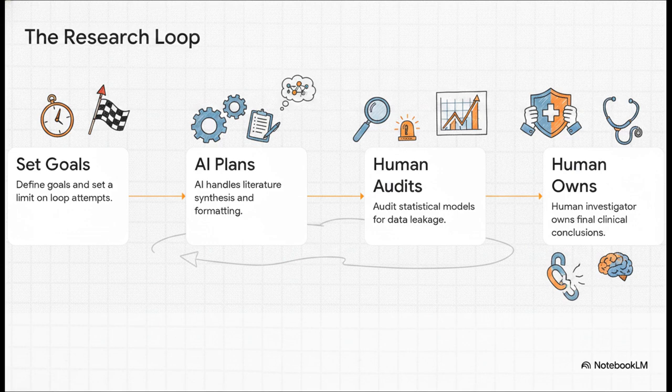For example, if an AI hands you a perfect 1.0 area under the curve score on a clinical regression model, yeah, that's impossible. That indicates severe clinical data leakage or overfitting, meaning it probably accidentally included post-outcome data as a baseline predictor. You have to catch that. And fourth, the human always owns the final clinical conclusions.